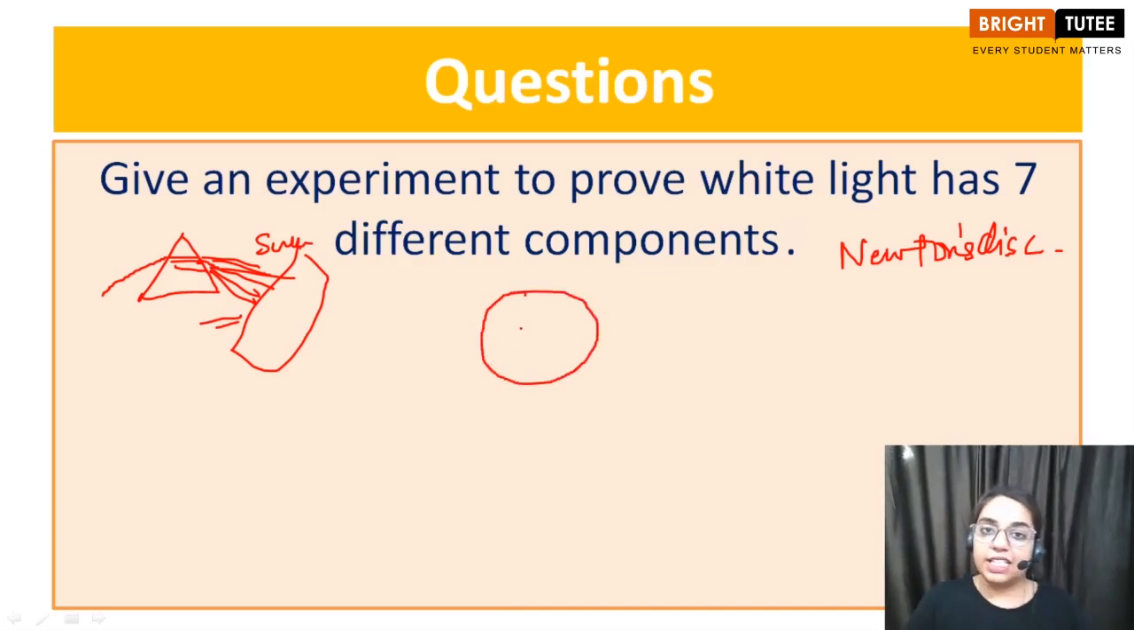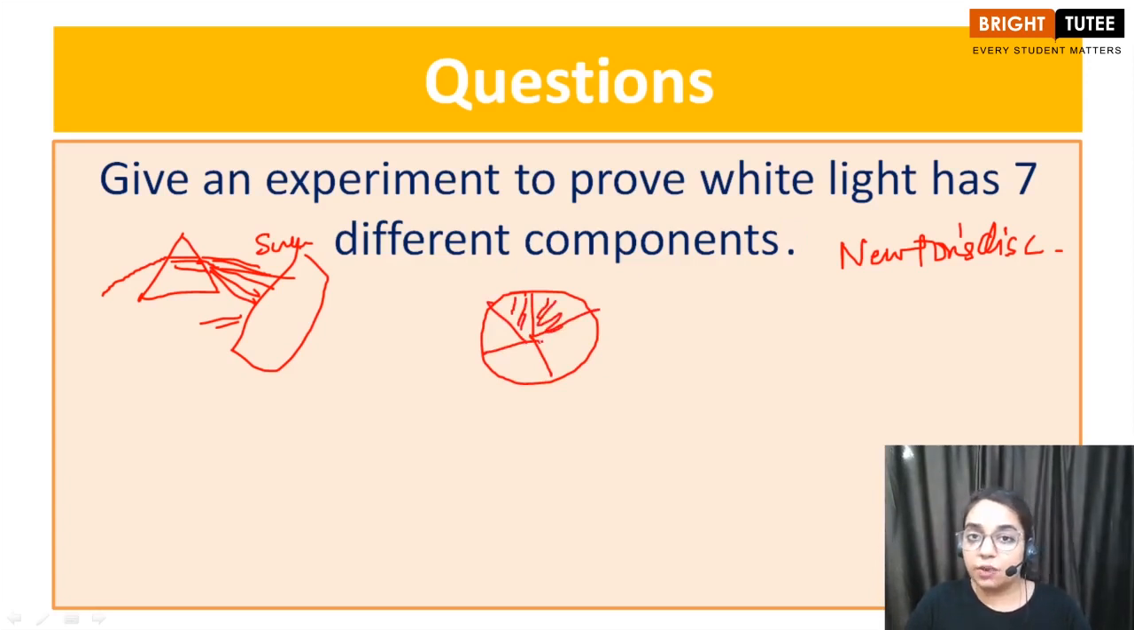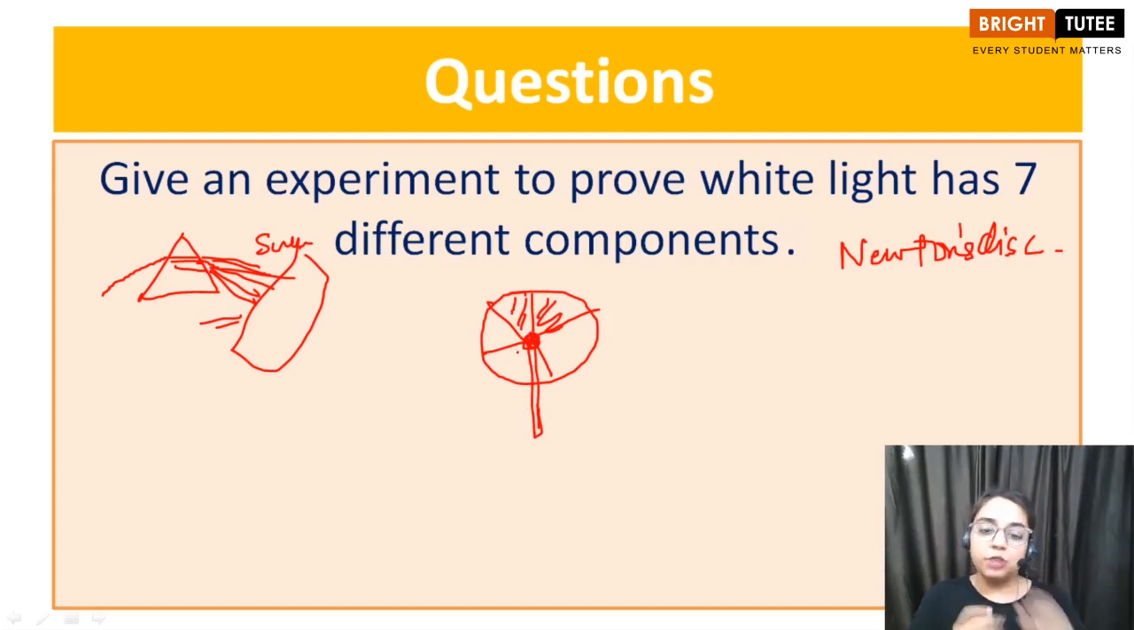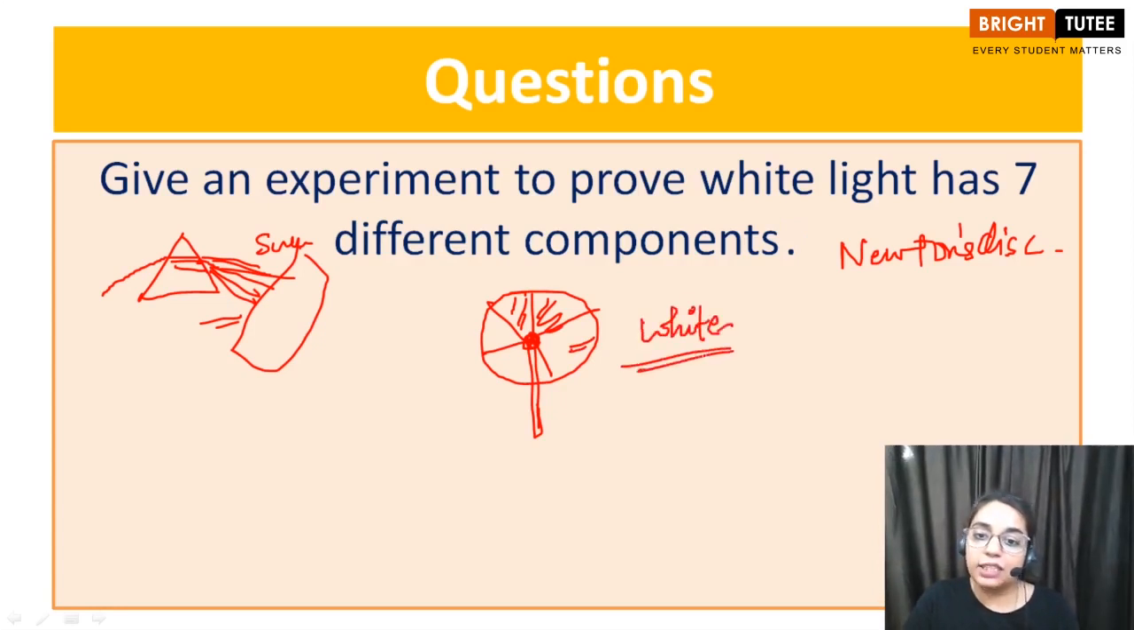Then children, we have Newton's disk experiment, wherein we are going to take a circular cardboard of diameter 10 centimeter, and we are going to divide this into 7 segments, and we are going to color each segment with the 7 colors of the rainbow, and in the center we are going to make a small hole and fit it over a refill of a pen or some stick. Okay, so that this disc is free to rotate on the pen refill. And you are going to rotate it freely in the sunlight, and you will observe you are not able to see the 7 colors. Instead you are able to see a disc which is white in color, and both of these experiments will prove that white light is actually a mixture of 7 component colors.